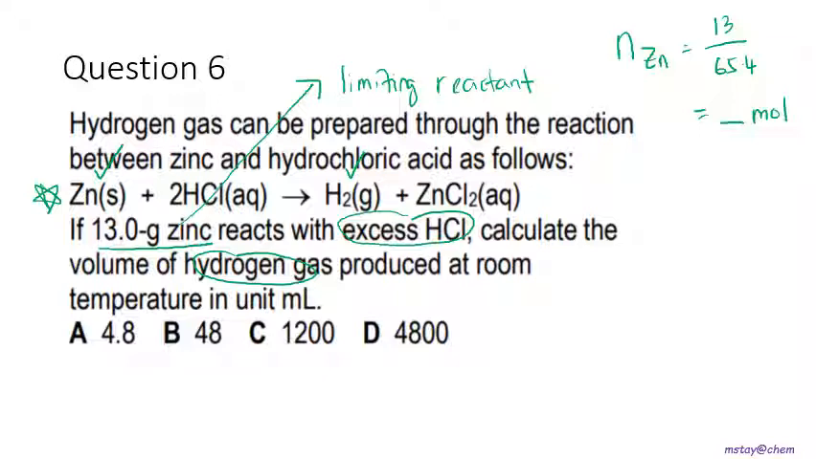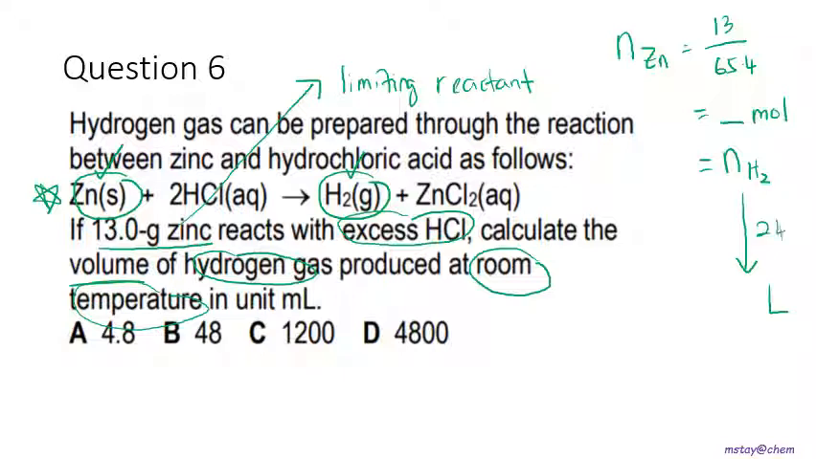Then the number of mole of zinc will equal the number of mole of hydrogen gas, because the ratio is 1 to 1, like we mentioned just now. But the question is asking us to look for the volume. So with the number of mole of hydrogen gas, if we want to know the volume, we are going to multiply with the molar volume. The molar volume at room temperature is 24 liter.